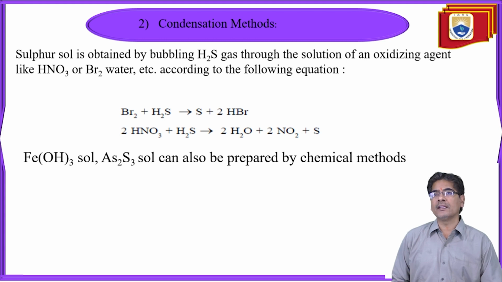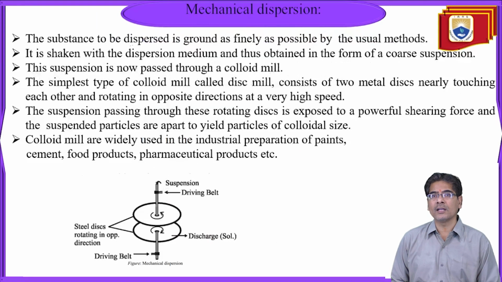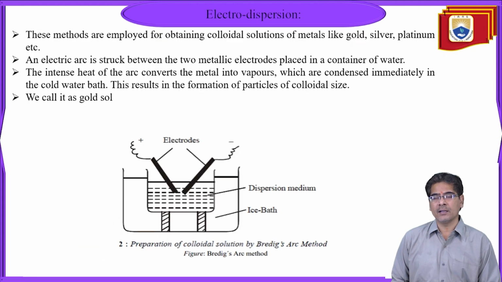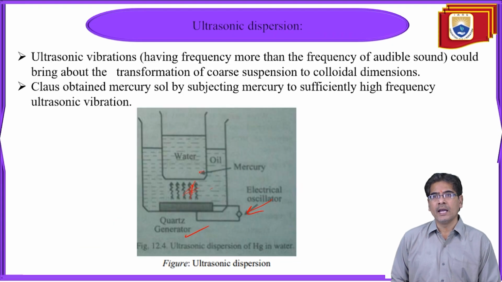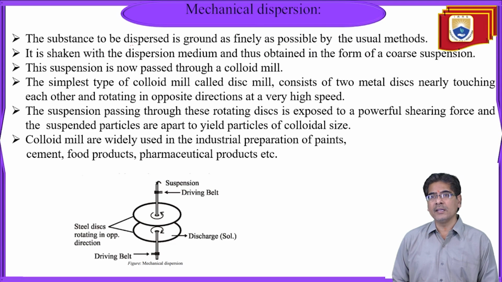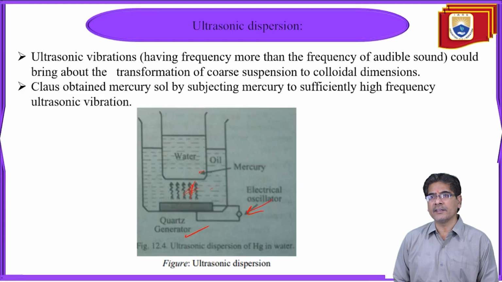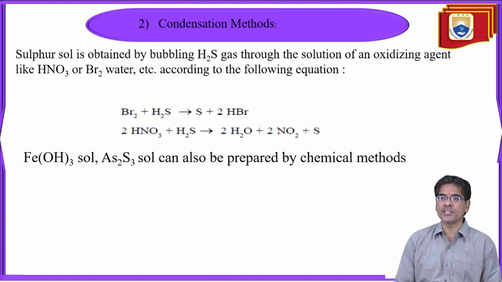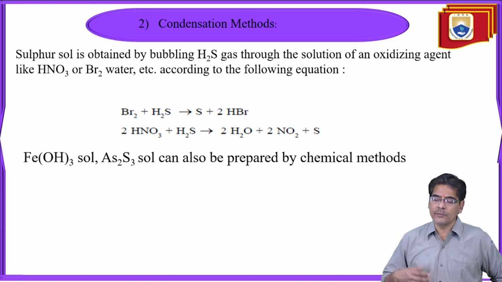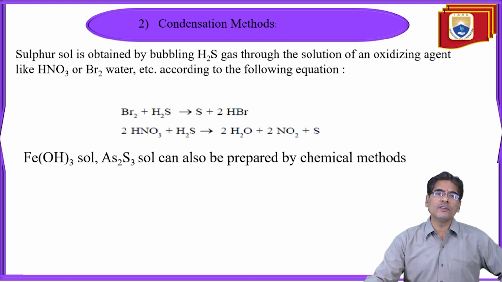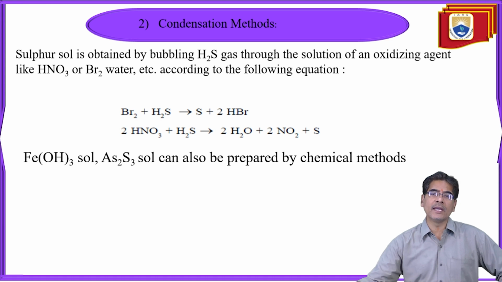So all these come under dispersion methods: mechanical dispersion, electrode dispersion, ultrasonic dispersion, and the peptization method. These are the dispersion techniques for the preparation of colloids. If you come to the condensation methods, we use the sulfur centrifugation method, which we will see in the coming videos. Sulfur sol is obtained by bubbling H2S gas.